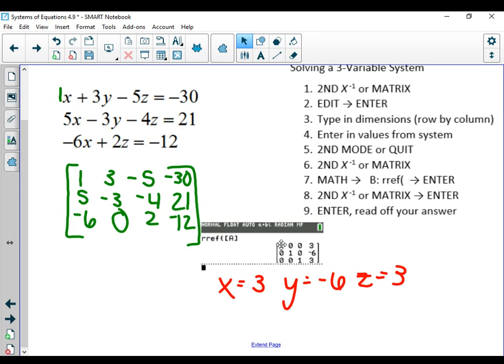Yeah. The right thing, because you said hit math and then go to second matrix first. And then under second matrix, go to math and scroll. Okay, let's try another one.